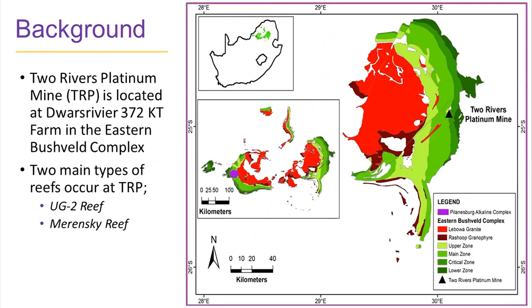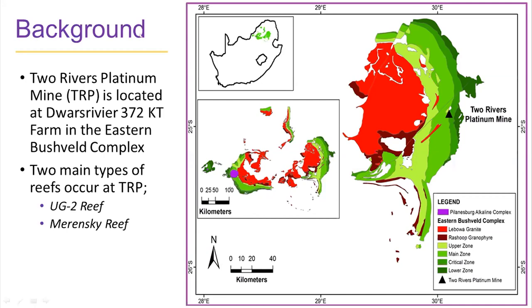So the Buffelshoek Farm is a new acquisition of Two Rivers Platinum Mine. The Two Rivers Platinum Mine is located in the eastern limb of the Bushveld Complex. Just to give a little bit of background, the platinum group elements in the Bushveld are hosted in the Platreef, the Merensky Reef, and the UG2. At the Two Rivers Platinum Mine, the reefs that are there are the UG2 Reef and the Merensky Reef.